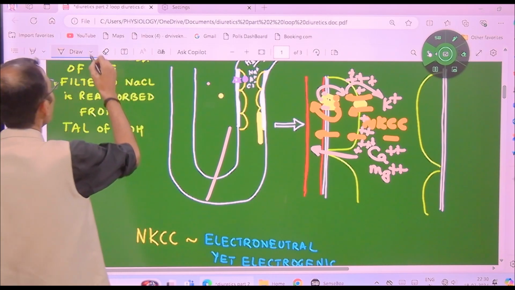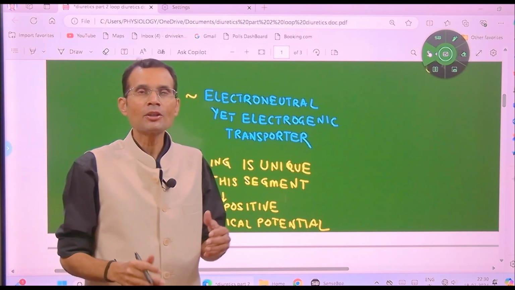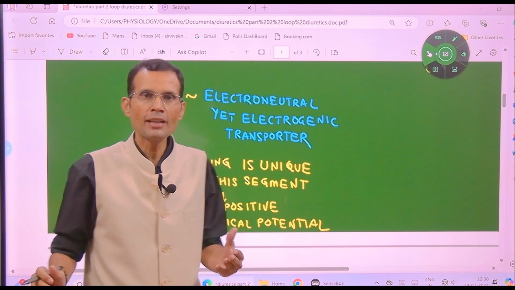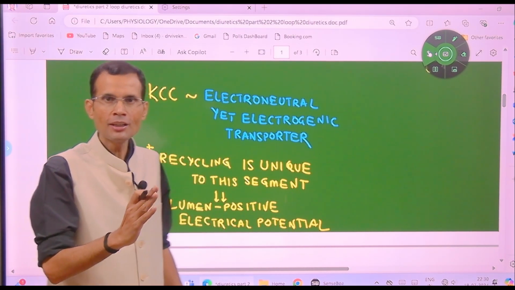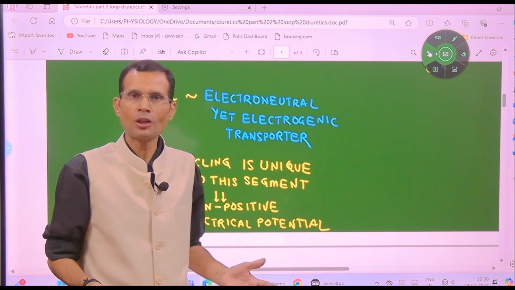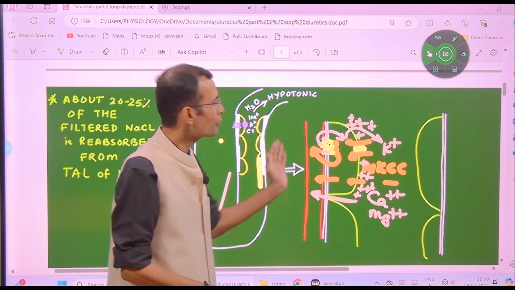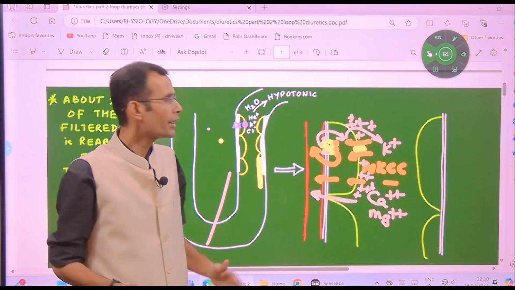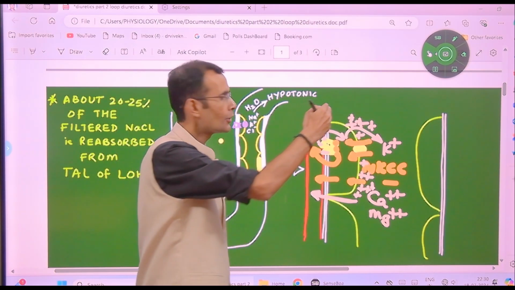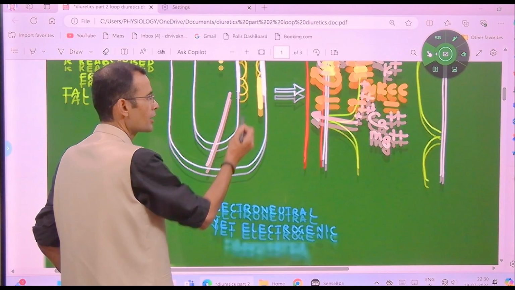The point to be highlighted here is that the NKCC, I call it an electroneutral and yet electrogenic transporter. Why do I say that? Because it is transporting two cations and two anions, in that sense it is electroneutral. But eventually, by virtue of the back diffusion of potassium, it creates electrogenicity with more positive charges lined up in the tubular lumen. So it is an electroneutral yet eventually electrogenic transporter.